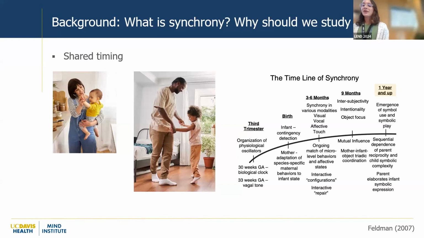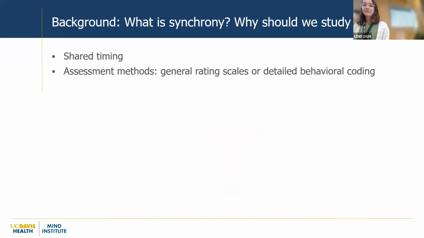And our lab is currently interested in synchrony with respect to social communication behaviors, and I'll be talking more about some data we're pulling from Dr. Sally Ozonoff's lab to look at that. There are 2 main assessment methods for studying synchrony. One is these general rating scales, which capture the more holistic aspect of the interaction, and the other is this more detailed behavioral coding, which gives us a fine-grained view of the moment-to-moment aspects of the interaction.